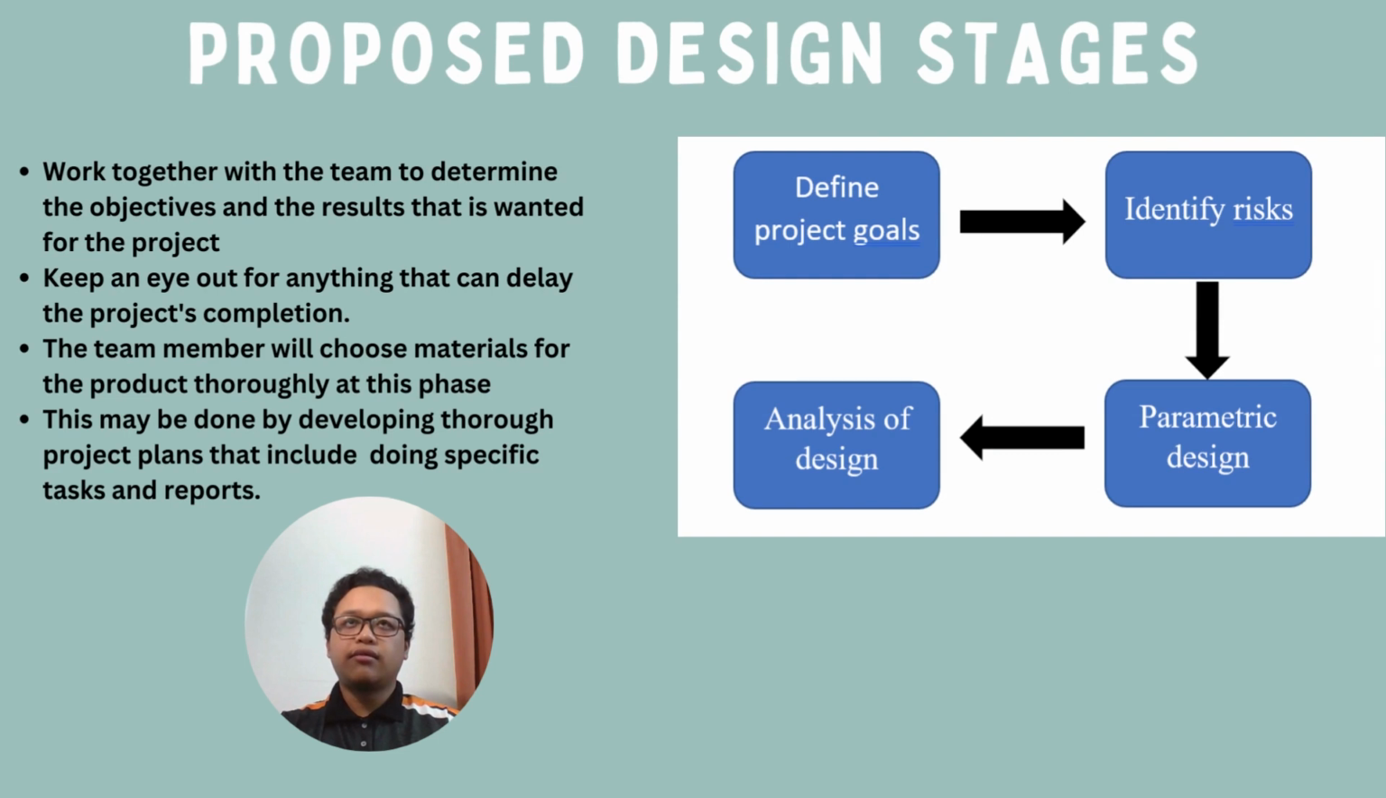Proposal design stage. First is define project goal. Next is identify risk. Next is parametric design. And lastly, analysis of design. Define project goal: work together with the team to determine the objective and the result that is wanted for the project. Identify risk: keep an eye out for anything that can delay the project completion. Parametric design: the team members will choose the material for the product roughly at this phase. Analysis of design: this may be done by developing a thorough project plan that includes doing specific tasks and reports.